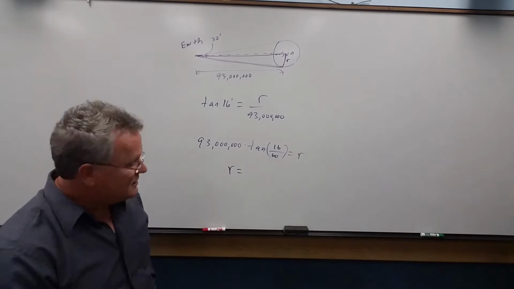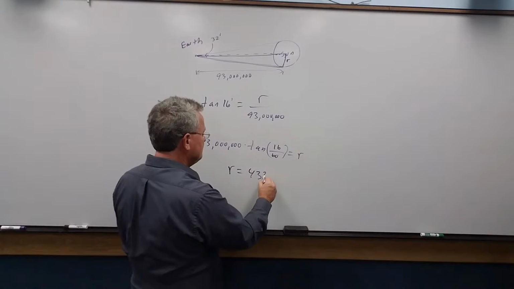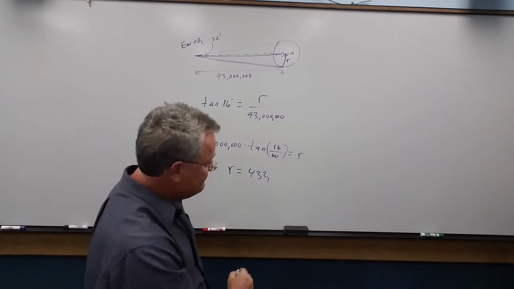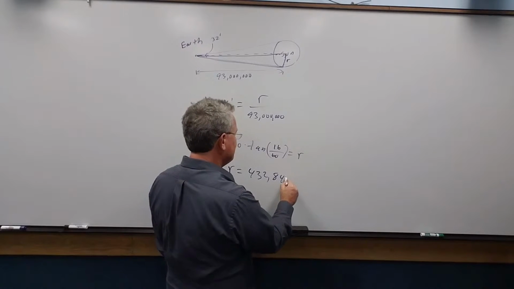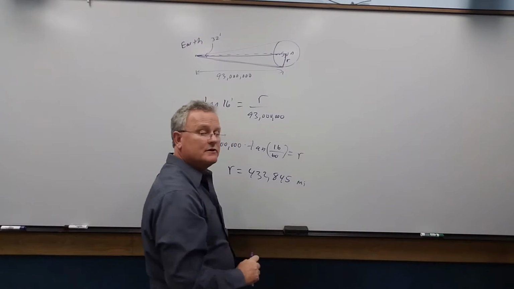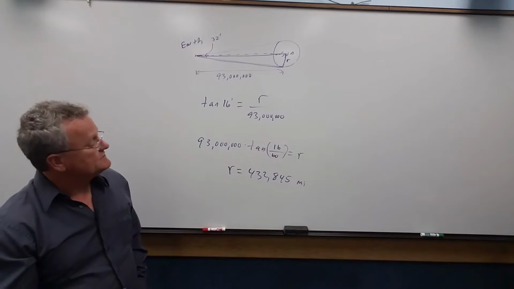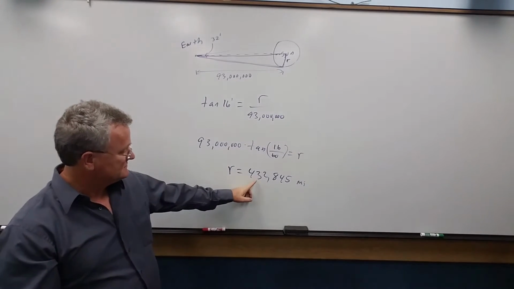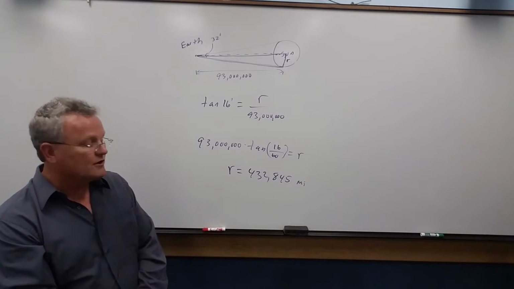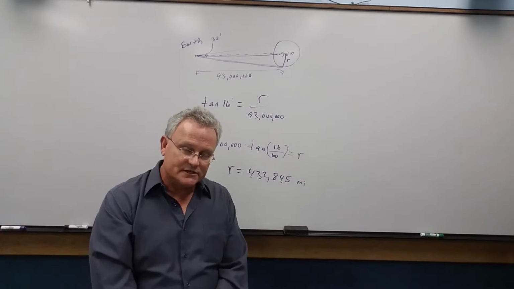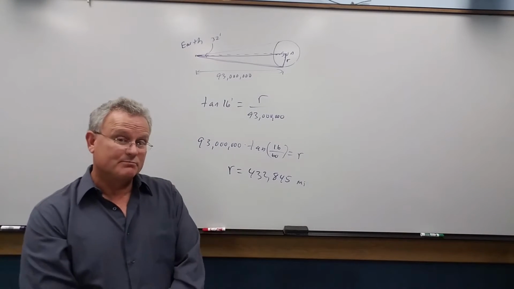about 432,845, and our units here are miles. So the radius of the Sun is about 432,000 miles. It's pretty big.